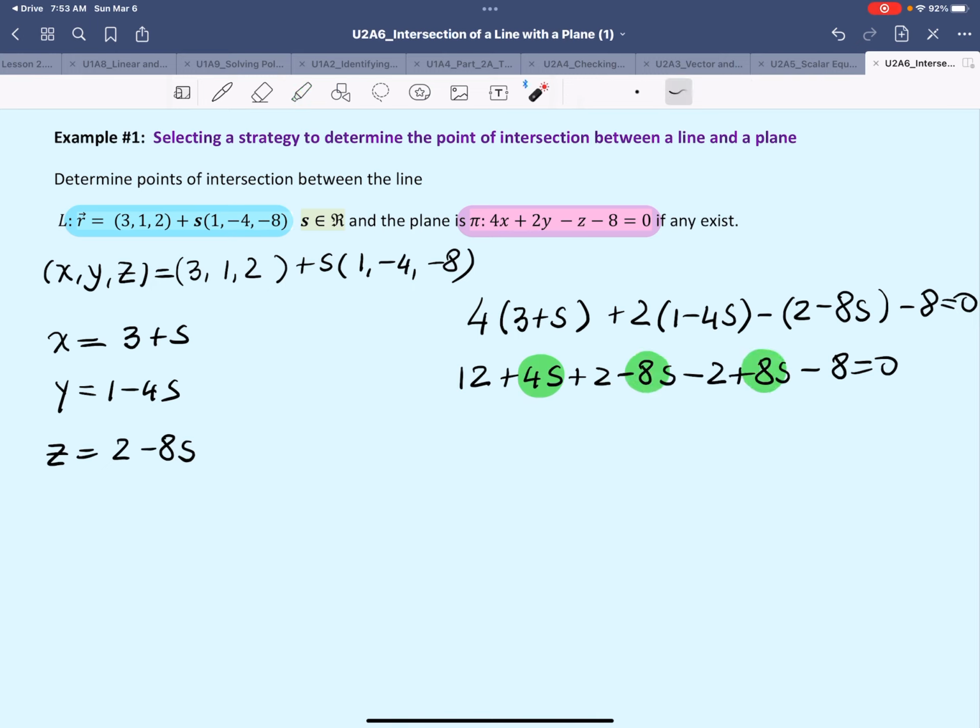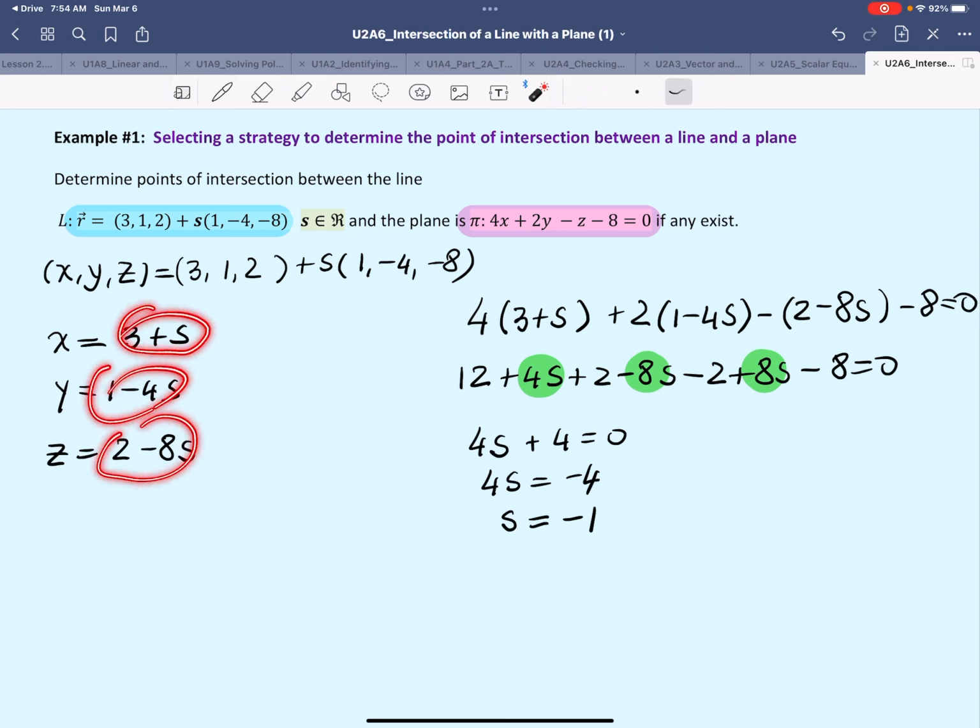As you can see here, we have minus and plus 8s, which means we're left with 4s. And for constants, we have 12 plus 2, 14, minus 2, back to 12, minus 8, 4. So 4s plus 4 equals 0, so take 4 to the other side. And that means that the value of s must be negative 1 for these three coordinates to fit into the equation of the plane.